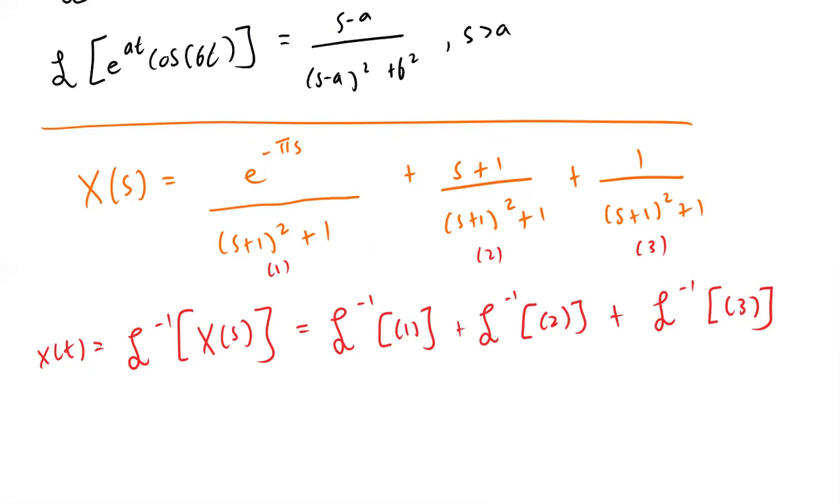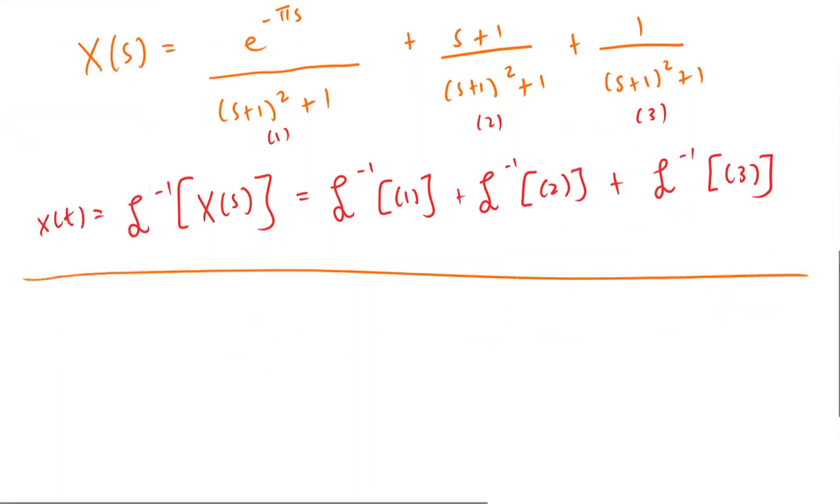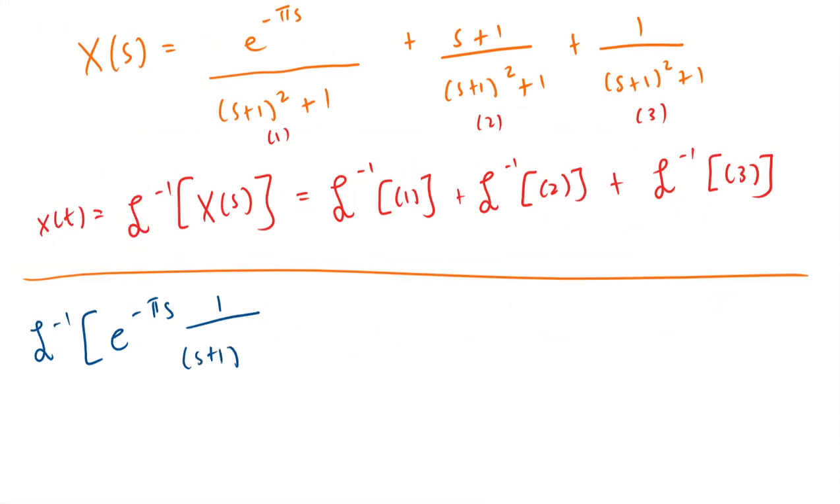And we're basically going to tackle each one separately. So let's go ahead. Let's start with the Laplace inverse of expression 1. Let's do that in blue. So the Laplace inverse of expression 1, it's e to the negative pi s times 1 over s plus 1 squared plus 1. Now, I write it like this for a reason. Like I did this in an example in the previous videos in section 6.4 or 6.2.